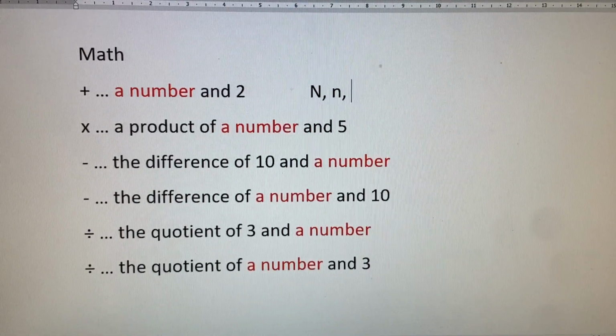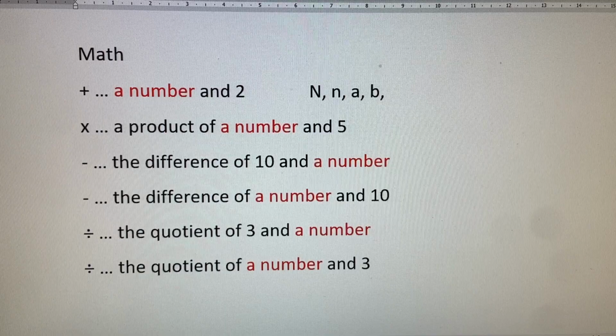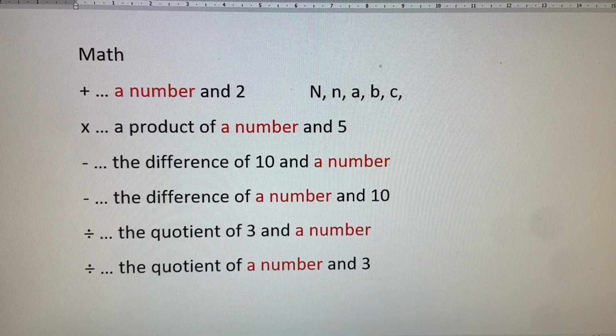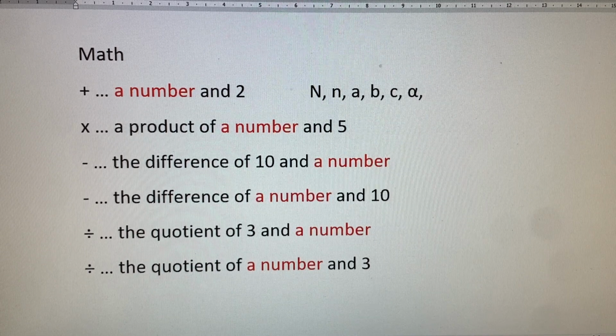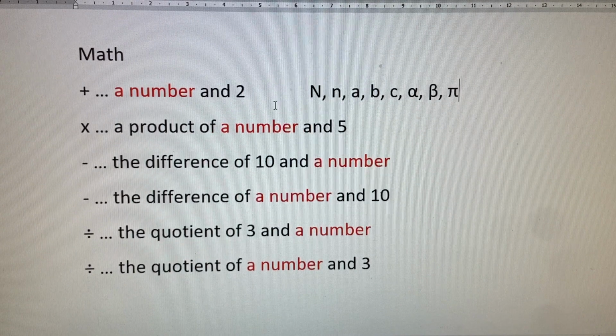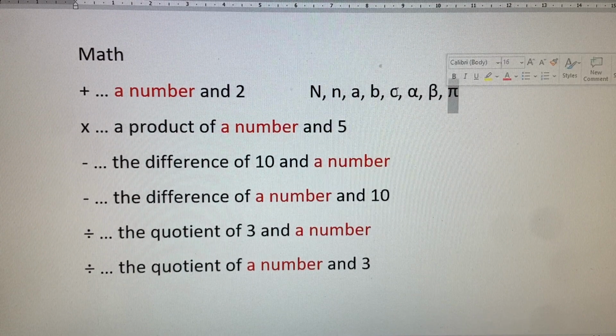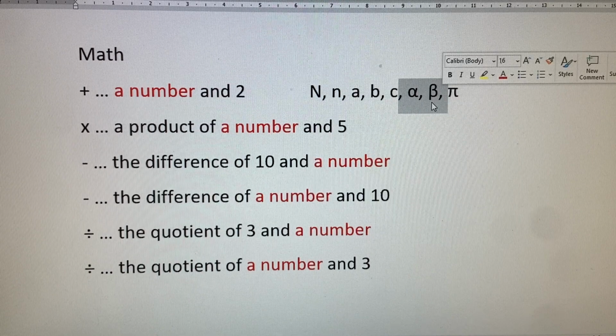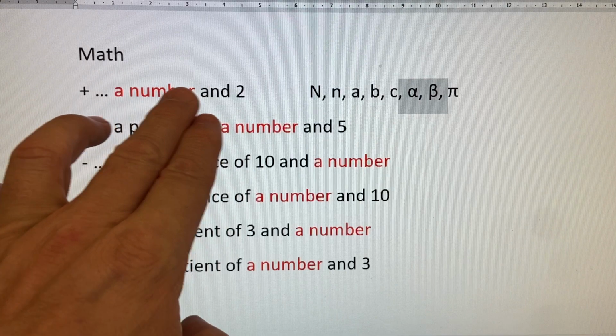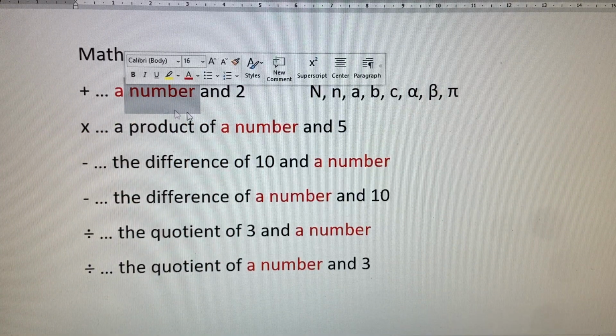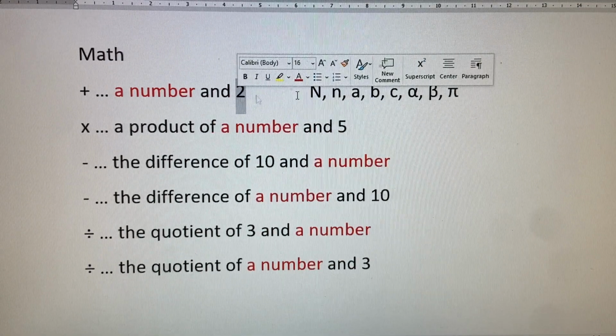or a lowercase letter. It can be replaced with any letter from the English alphabet if you like, or it doesn't actually have to be the English alphabet. It can be any alphabet and any symbol. It can be the Greek alphabet, alpha, beta, and why not pi. So any letter can stand in for the words a number. Now obviously pi is used in circles, alpha and beta are used typically in math with geometry, in angles, so the word number here can also be replaced with an angle in degrees, whatever.